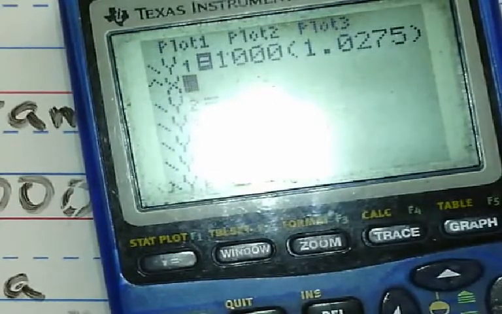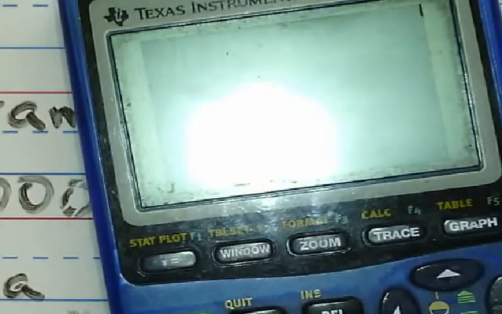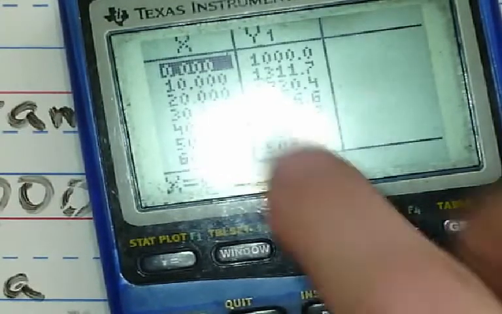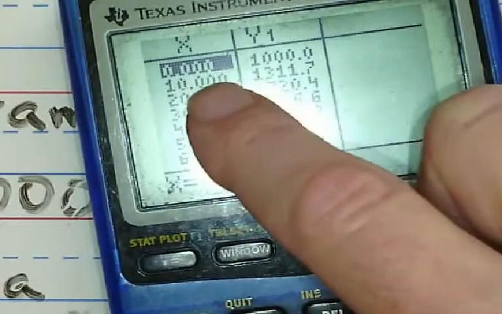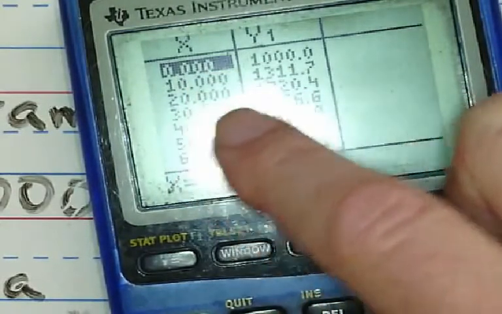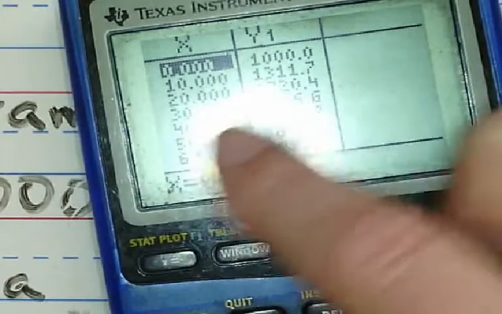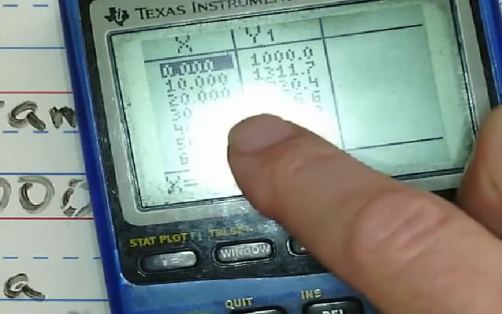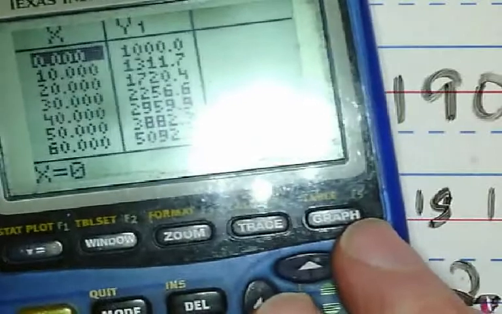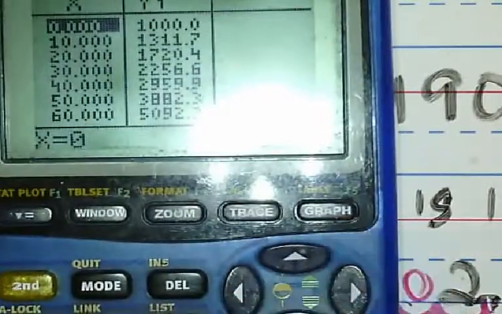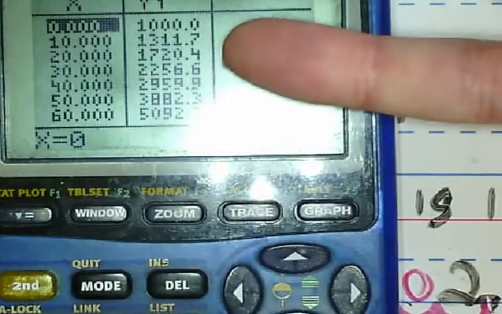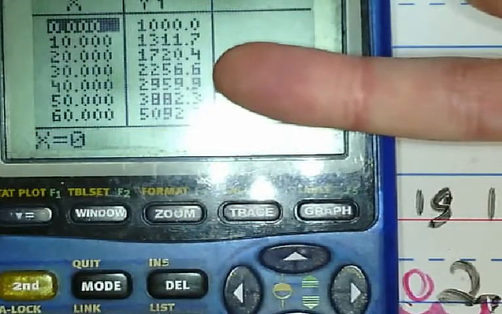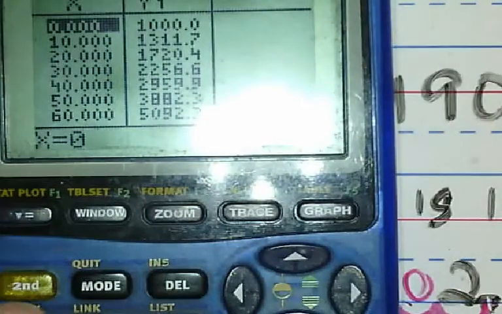Now why would I do that? Because I can look at my table, and you see it'll tell me how much it's worth in 10 years, how much it's worth in 20 years, how much it's worth in 30 years, how much it's worth in 40 years. Well, I can see that it's bigger than 20. At 20 years, it's worth 1,700. At 30 years, it's worth 2,000. So I need to change my counter.